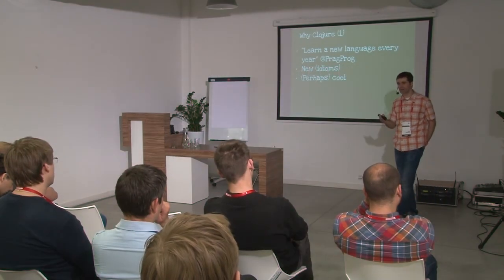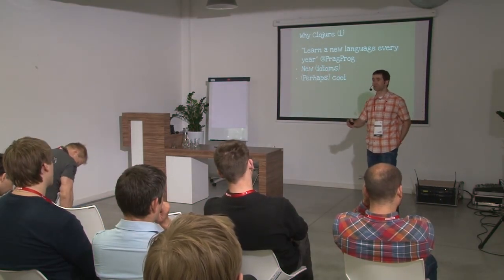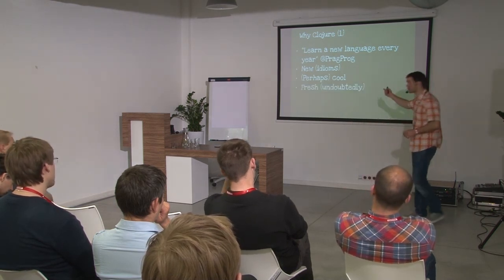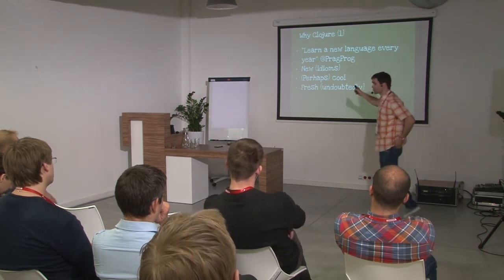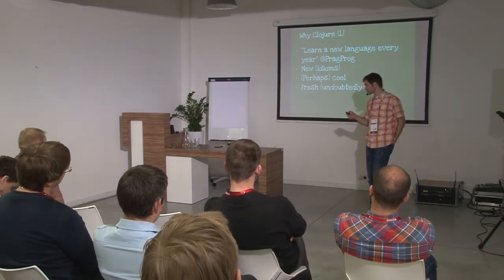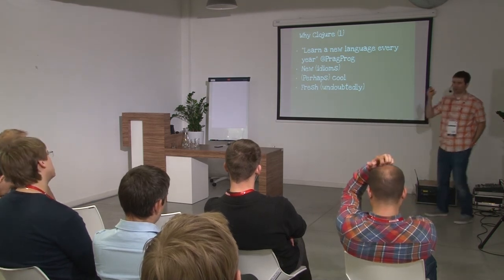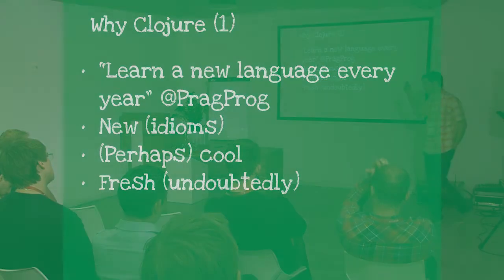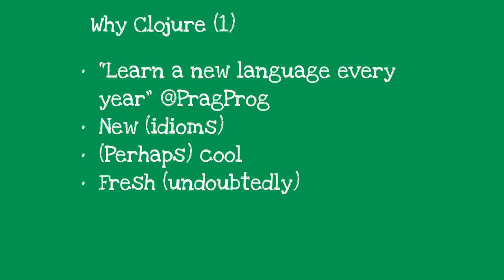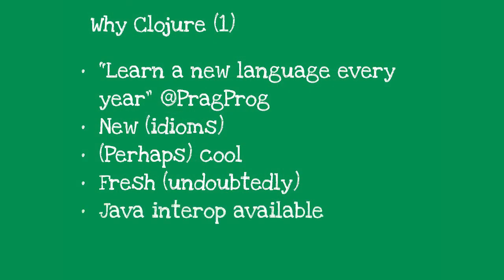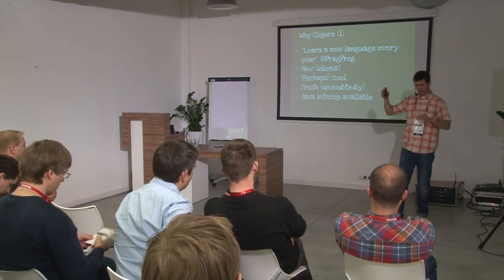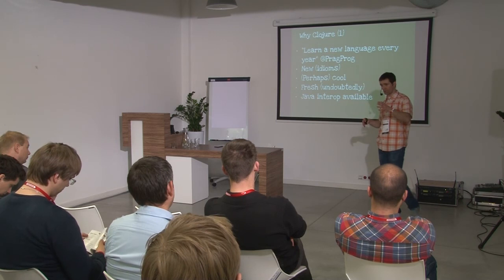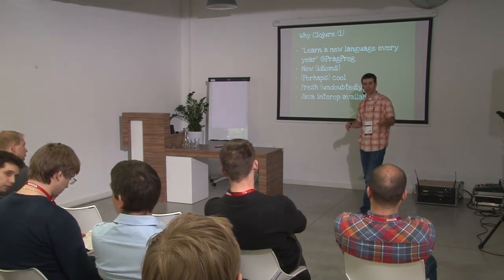Let me see it for myself rather than ask other people about their experiences. Fresh, undoubtedly. Without a doubt, Clojure was so fresh to me. I was glad I picked it, just like with Scala, perhaps with Go and other languages. And there was Java interop available, so I was safe. I was on the JVM. I could mix and match my programs between Java and Clojure. So when I see fit for the functional paradigm, I pick Clojure.